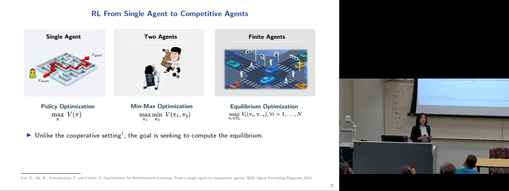In the competitive setting, oftentimes agents learn policies that are self-interested in order to maximize their individual rewards. And this is what we're going to focus on today. In the competitive setting, unlike the cooperative settings, the goal here is really seeking to compute some kind of equilibrium.